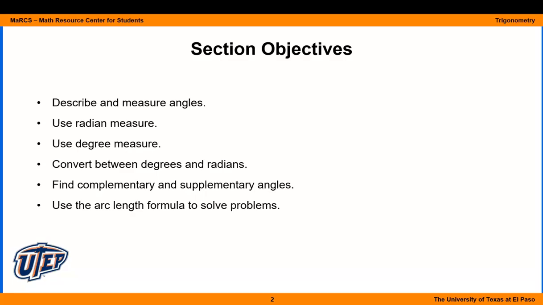In this section we will cover several important ideas. First, we'll review what an angle is and how angles are measured. Then we'll introduce radian measure and understand why mathematicians prefer it. We'll then learn how to convert between degrees and radians, and we'll also discuss complementary and supplementary angles. Finally, we'll apply radians to solve a geometric problem involving arc length.